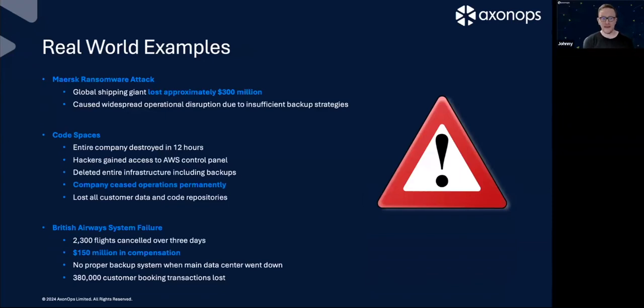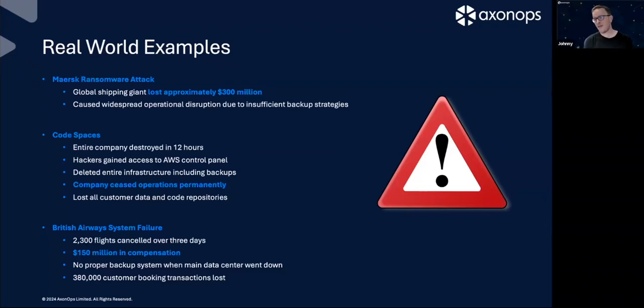And here are just 3 examples. You can find a lot more out there. Maersk got a ransomware attack, and they lost approximately $300 million, and it caused massive operational disruption due to insufficient backup strategies. It took them so long to come back, and cost them so much money, and they probably learned from that mistake.